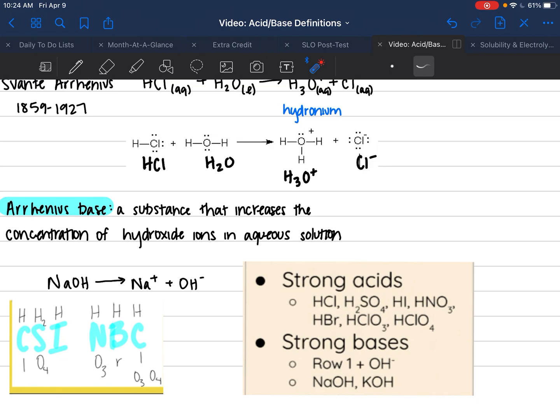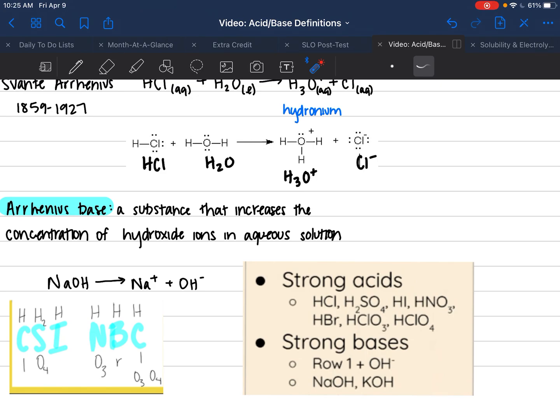Remember from our previous lessons where we talked about some of your strong acids? Remember our mnemonic to help us remember it? We have that CSI on NBC. So hydrochloric acid, H2SO4, HI, HNO3, HBr, and then HClO3 and HClO4. So I recommend writing this down. That'll help you remember the ones that are typically called strong acids.